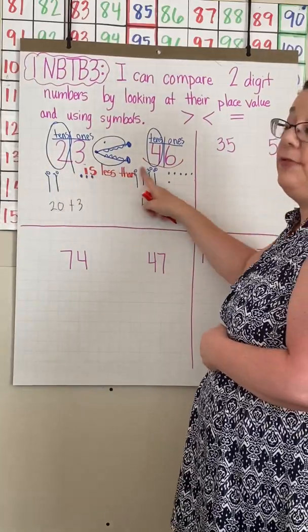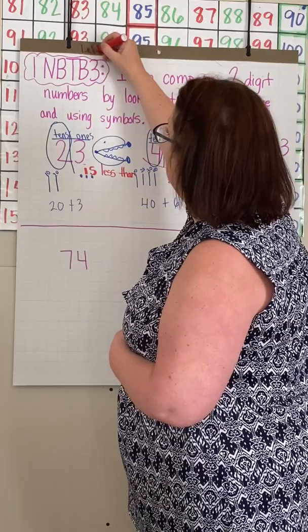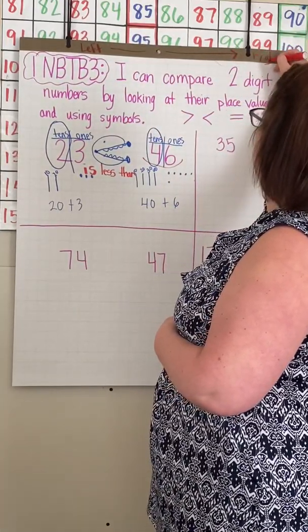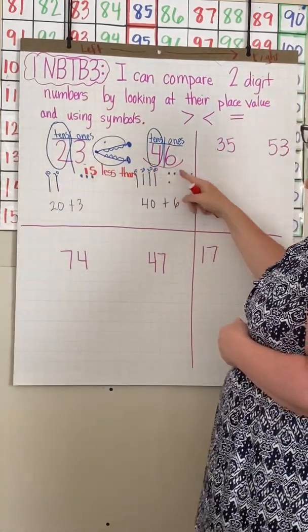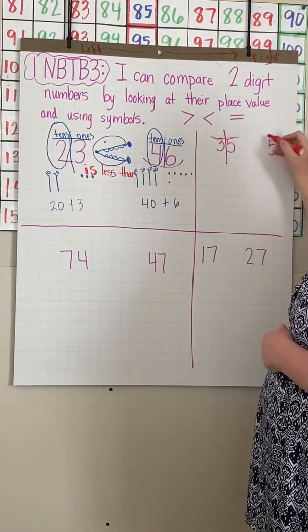We read from left to right, right? Left to right. Okay? 23 is less than 46. Let's go over to this side. We have 35 and 53.